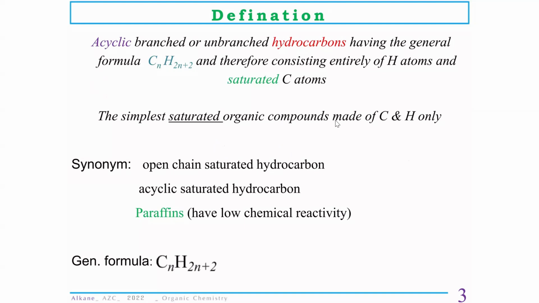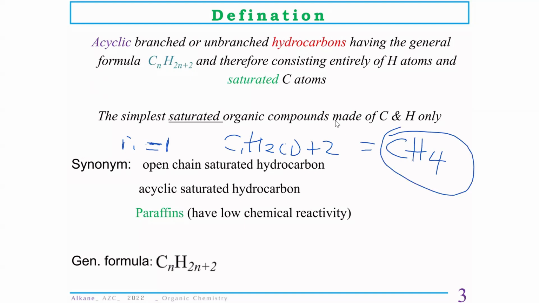So let's say n is equal to 1. If you substitute it in the formula, we are going to have C1H(2 times 1 plus 2). So at the end, for C we have 1, then for H we have 2 times 1, which is 2, plus 2, then we have H4. And this is methane, which is the first member of alkanes.